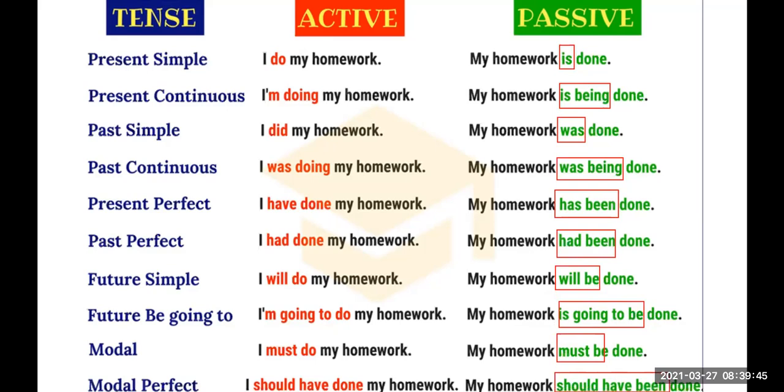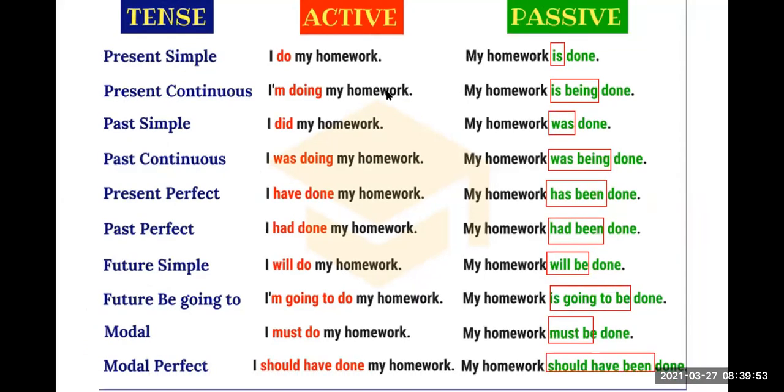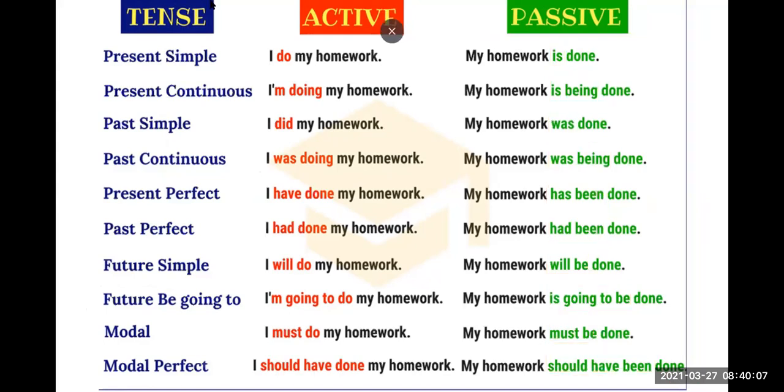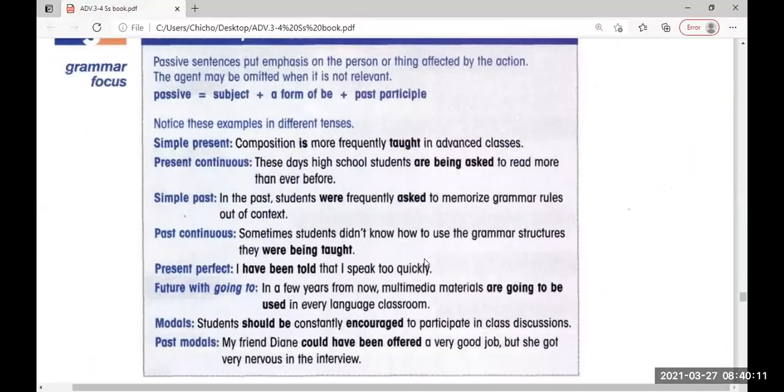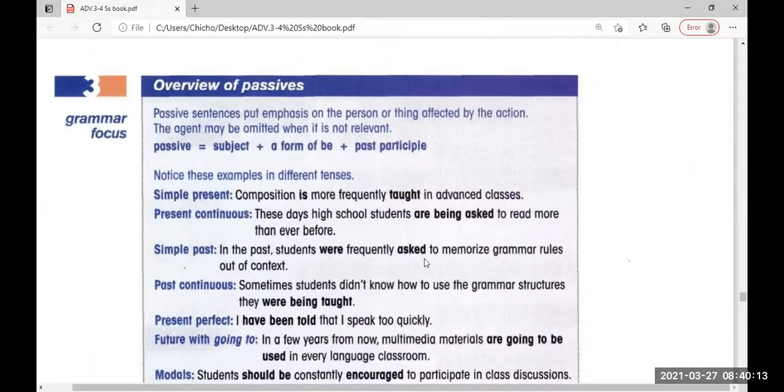Okay, because the verb in the past participle is always the same. So the only thing we change is the verb to be in the different tenses. Okay. Any questions about this? Okay. Let's see. Here in your book, you have something similar. It says overview of passives.